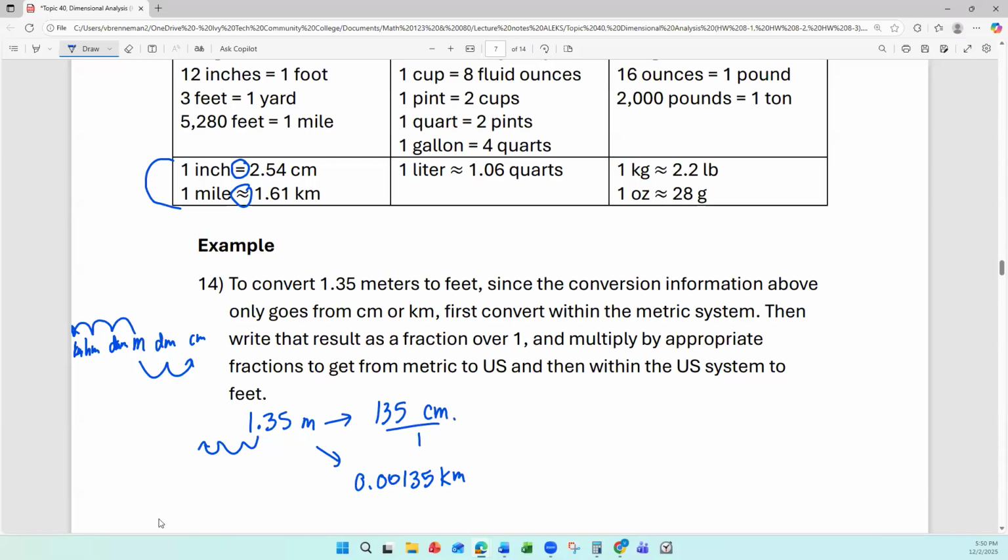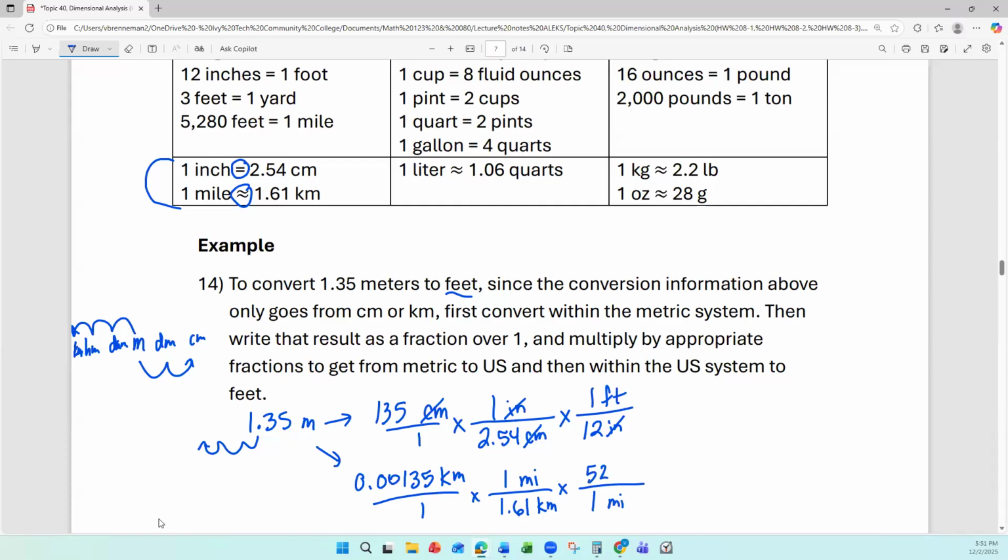With the centimeters, then I would go ahead and start doing my conversion process. I can do the 2.54 centimeters on the bottom to 1 inch on top. And then I want feet, so 12 inches on the bottom, 1 foot on top. If I do the kilometers, then I would use the 1.61 kilometers on the bottom to 1 mile on top. And then I'd use the 1 mile to 5,280 feet. And again, these are larger numbers I'm having to deal with. The more digits you're messing with, the more chance to hit a wrong button.